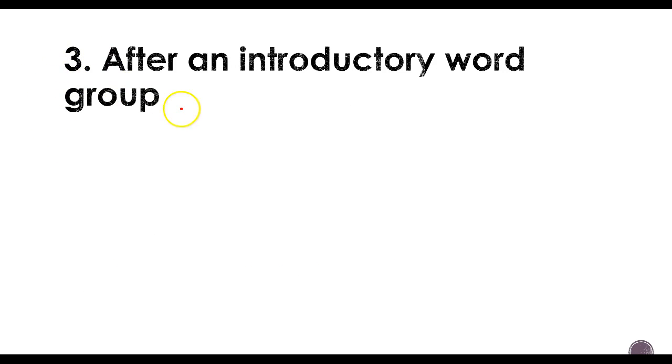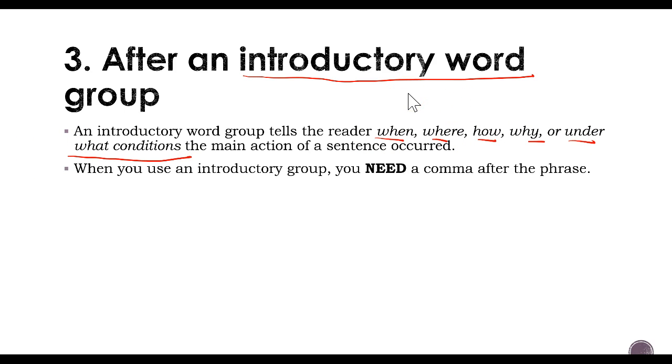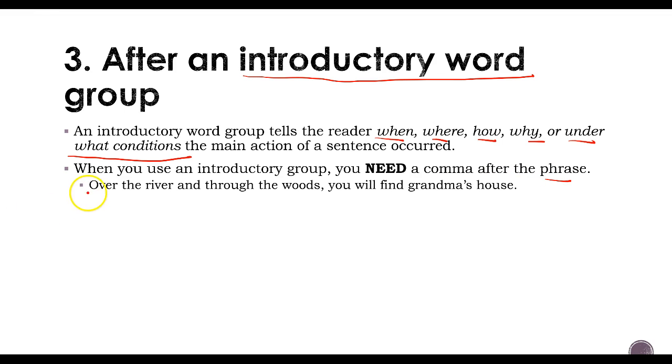Rule number 3. So this one's new. Make sure you use a comma after an introductory word group. An introductory word group tells the reader when, where, how, why, or under what conditions the main action of a sentence occurred. When you use an introductory word group, you need a comma after the introductory phrase. Here's an example. Over the river and through the woods, you will find Grandma's house. So here is an introductory phrase. It's telling us where, over the river and through the woods. So we need the comma after this introductory phrase.